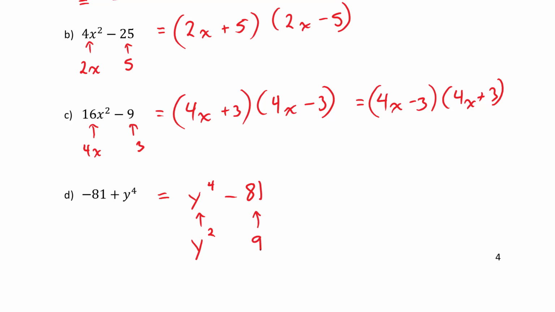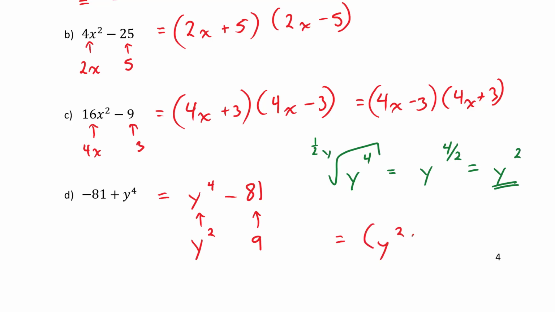Let me remind you, if I have y to the 4 and I take the square root of that, let's turn that into a fractional exponent. Square root represents a fraction of 1/2 as the exponent. So this is y to the 4 over 2, and 4 divided by 2 is 2. So that's how you would take the square root of y to the 4. Let's now work this out. Y squared plus 9 times y squared minus 9.